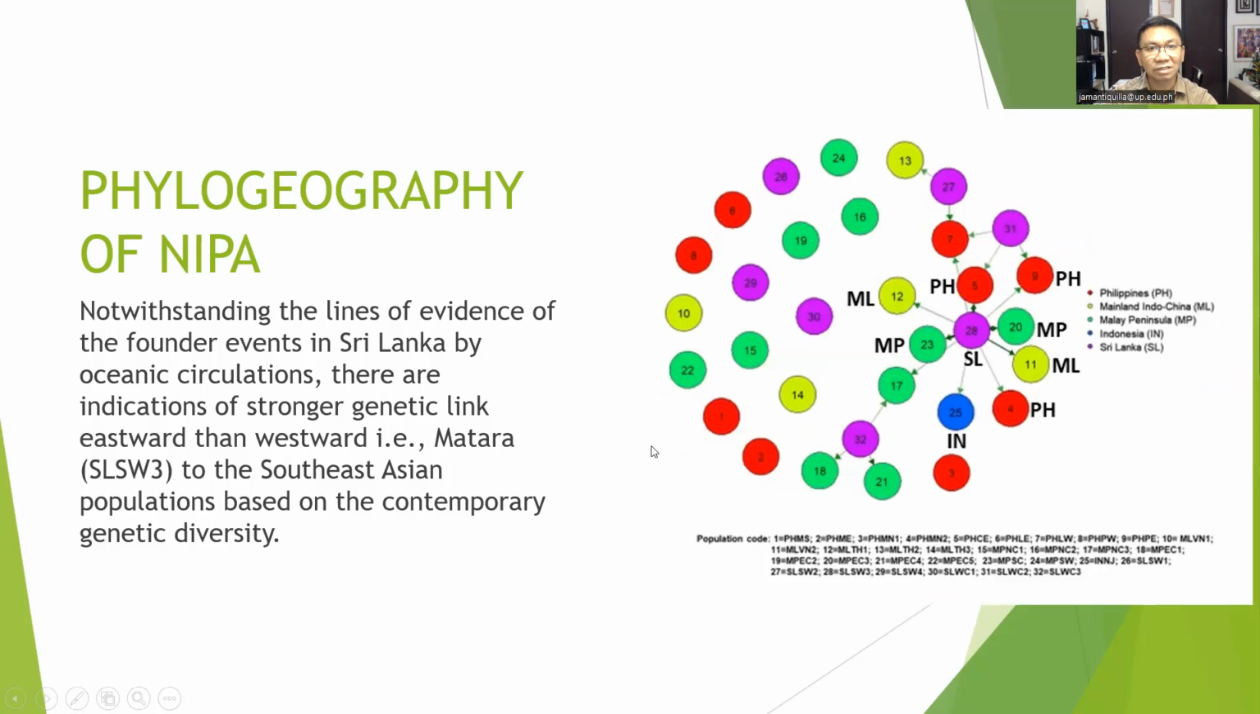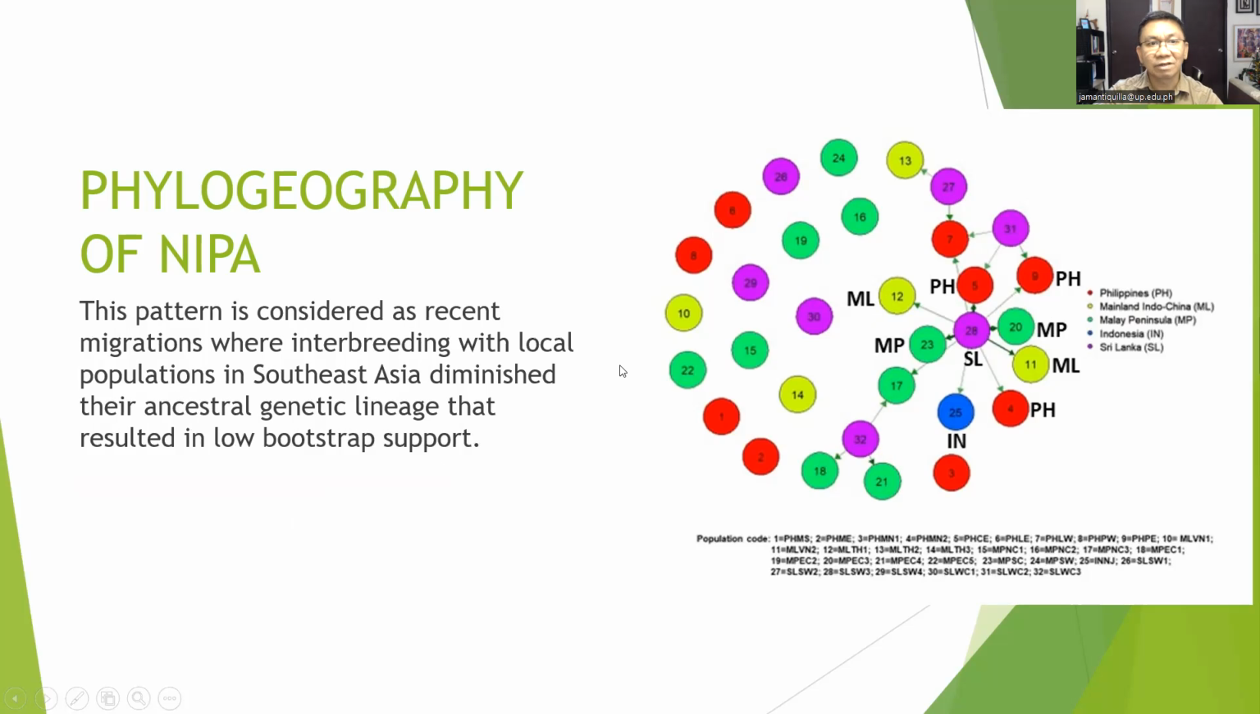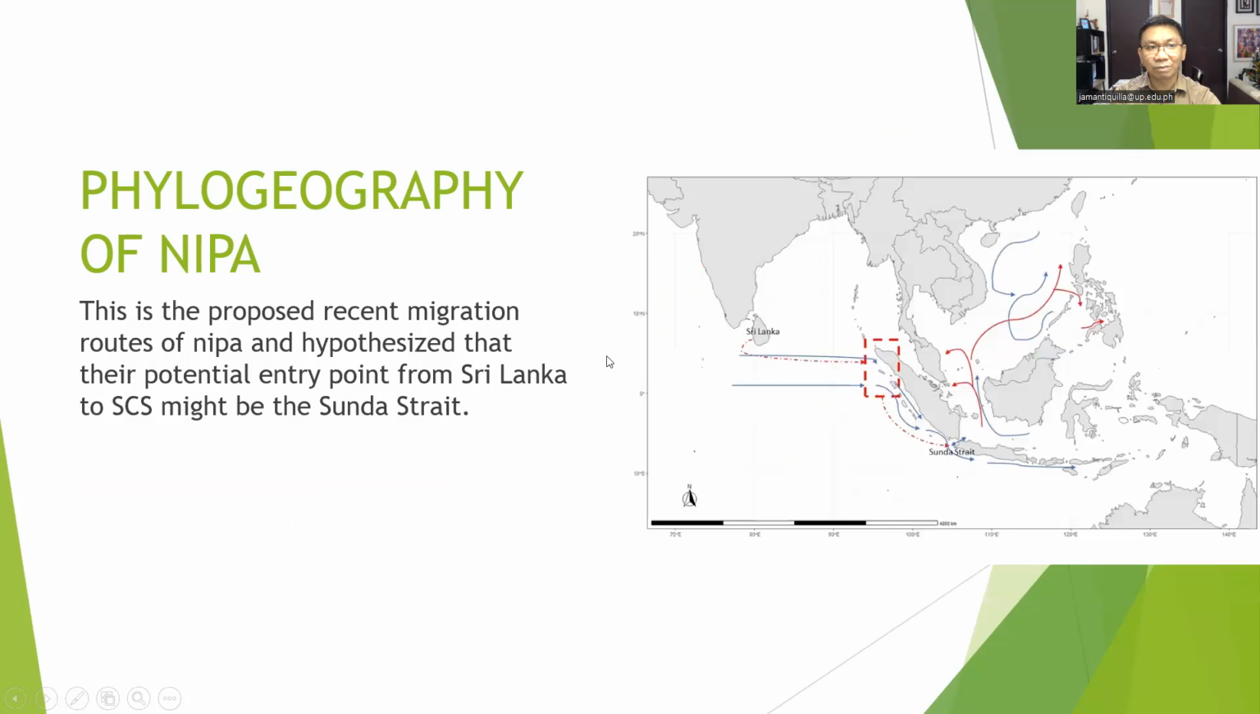Notwithstanding the lines of evidence of founder events in Sri Lanka by oceanic circulations, there are indications of a stronger genetic link eastward rather than westward. For example, this purple circle representing Matara had a strong genetic link with Southeast Asian populations based on the contemporary genetic diversity. This pattern is considered recent migrations, where inbreeding with local populations in Southeast Asia diminished their ancestral genetic lineage, which resulted in low bootstrap support.